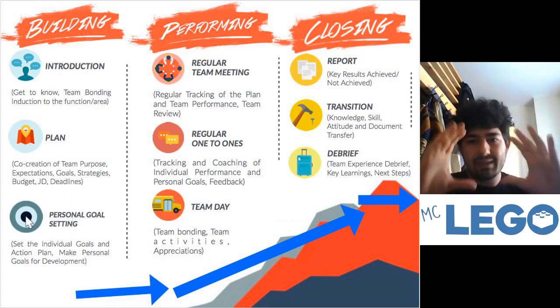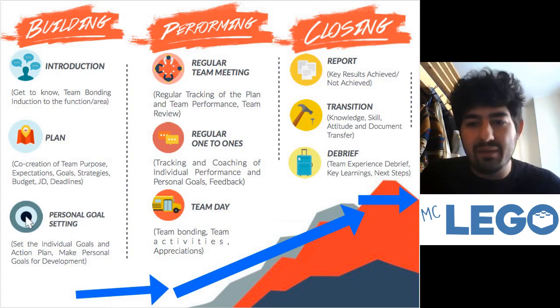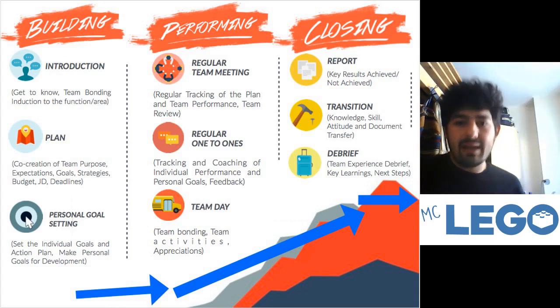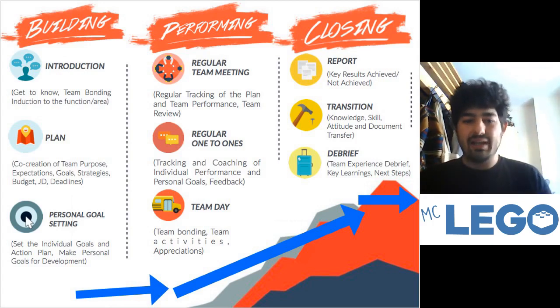Then we have the second set of standards, for the phase of performing, where we need to ensure that we have regular team meetings, regular one-to-ones, and we have team days. Why are these things important? Because it's important that we are following up with what we have planned in the building phase. And then in the end, we have closing, which is highlighted by the report, transition, and debriefing.